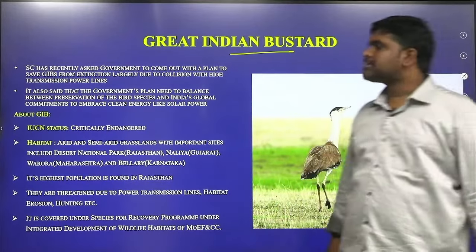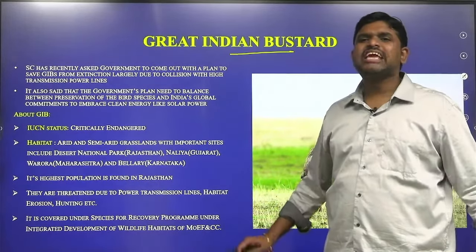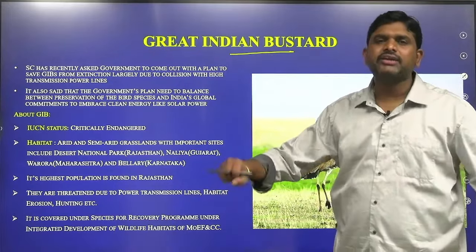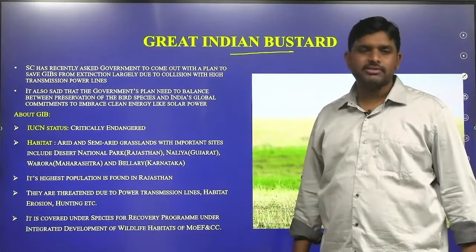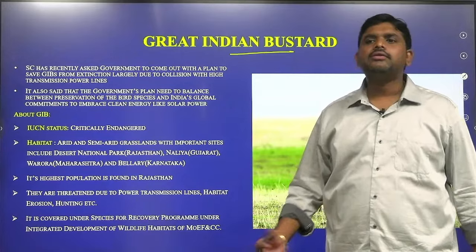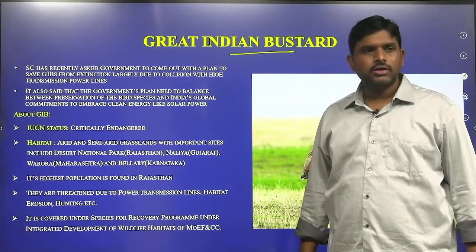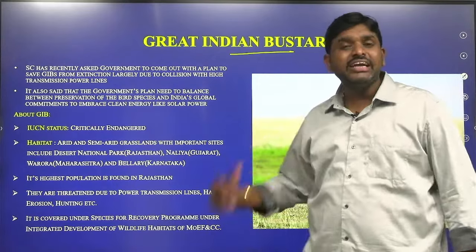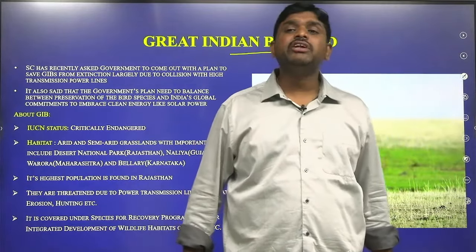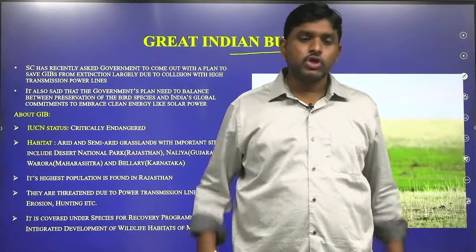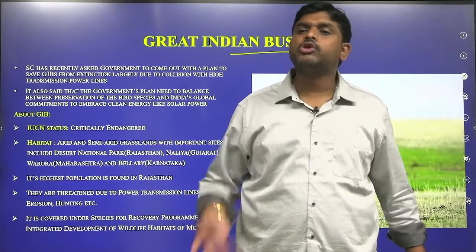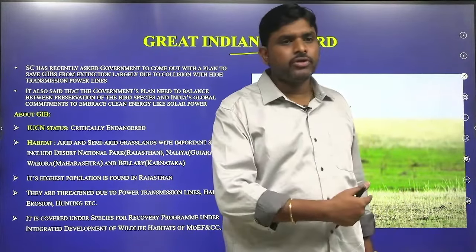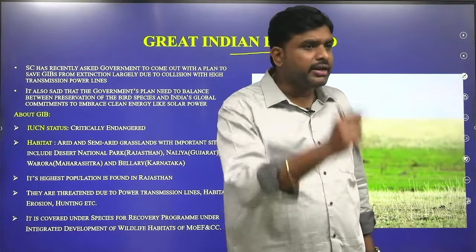mainly these Great Indian Bustards are flying or staying on the electric lines. Unknowingly, they are coming onto the electric lines and they are high tension wires. So they are dying. So the Government of India is planning that wherever these Great Indian Bustards are flying, we will shift electric lines with solar panels, so that if they sit on solar panels also, electricity will not come into them. That is the idea, to protect the Great Indian Bustard.